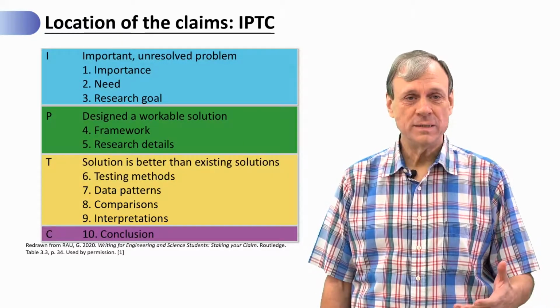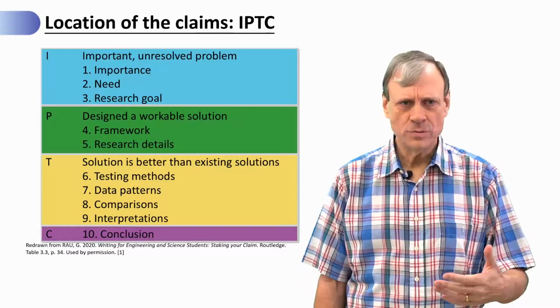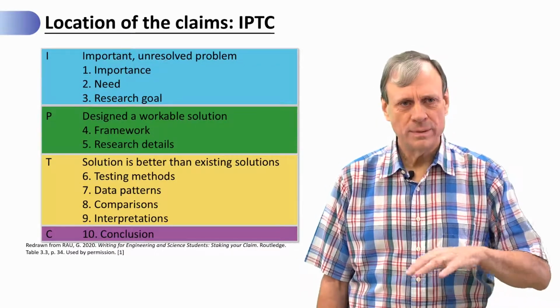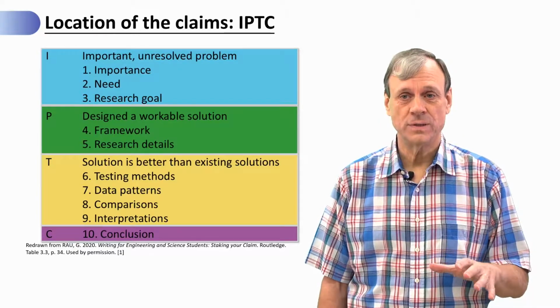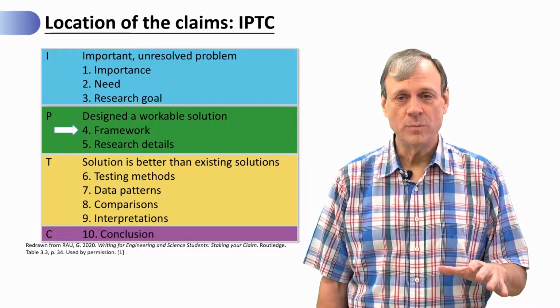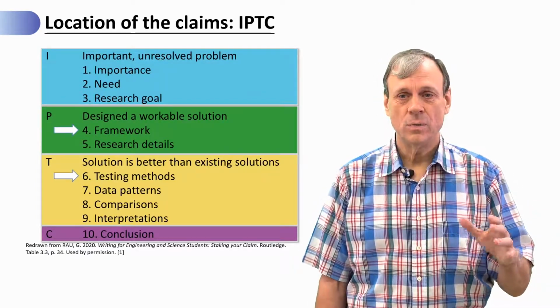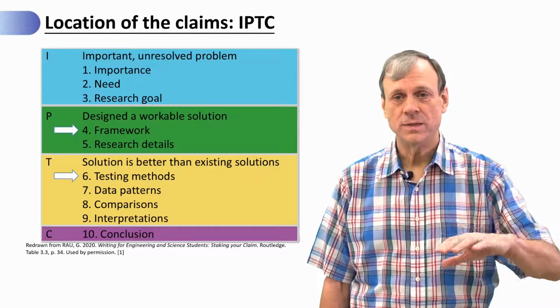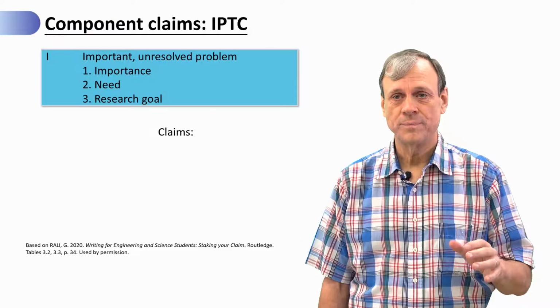Now, in IPTC, you have the same 10 component claims, and usually in the same order, but the division structure is a little bit different because of the difference of the implicit claims. And so we see that framework usually shifts to the beginning of the process division, whereas testing methods usually shifts into the testing division. Let's see why.